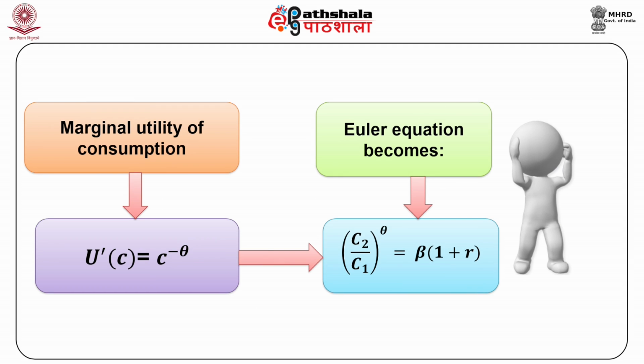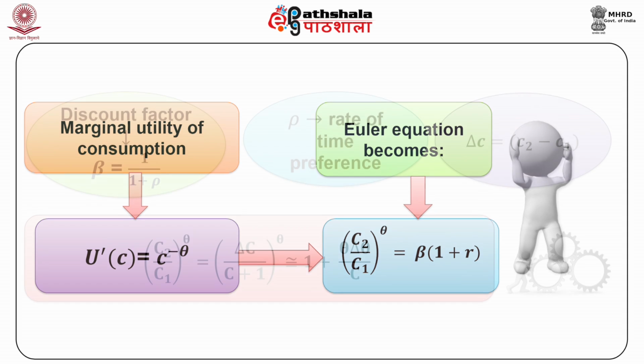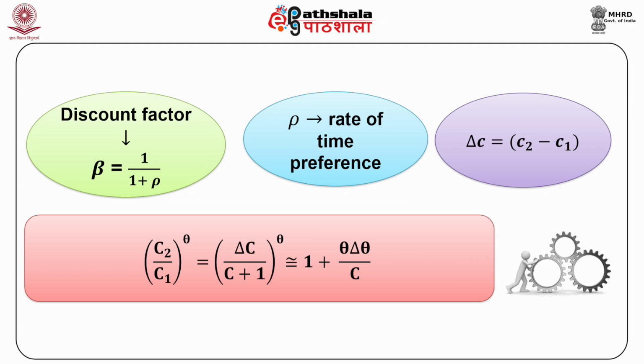The marginal utility of consumption in this case is simply U'(C) = C^(−θ), and the Euler equation becomes (C2/C1)^θ = β(1 + r). To interpret this condition, rewrite the discount factor as β = 1/(1 + ρ), where ρ is greater than 0 and is the rate of time preference.